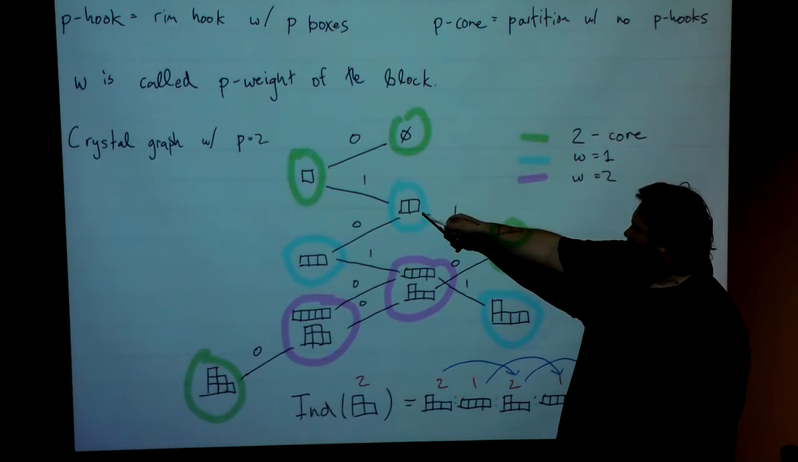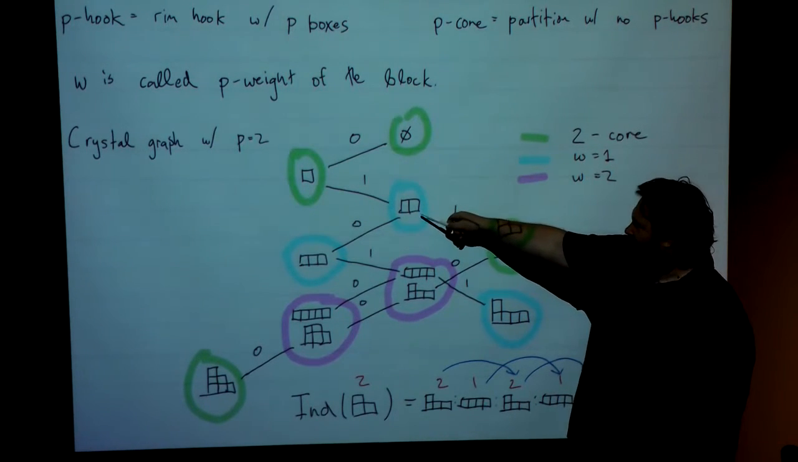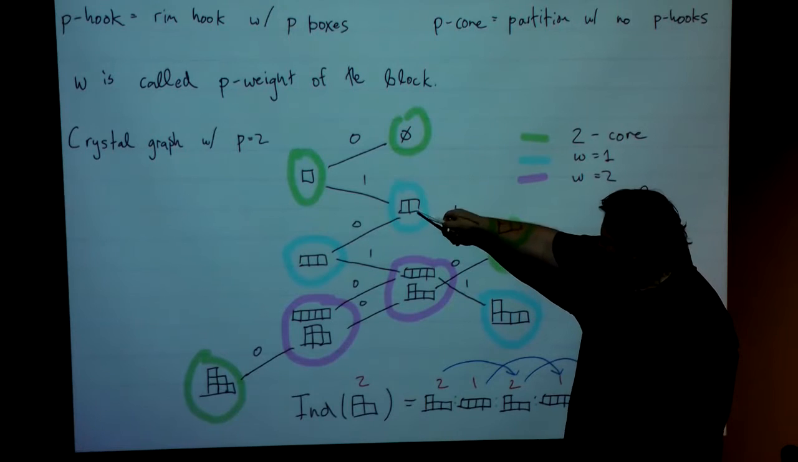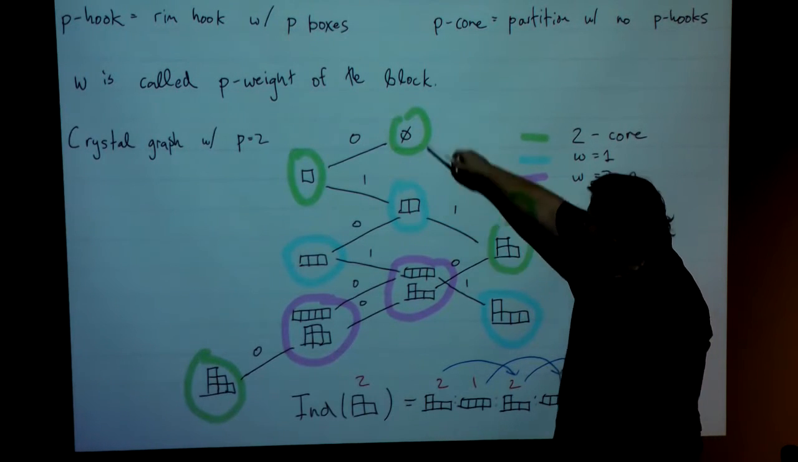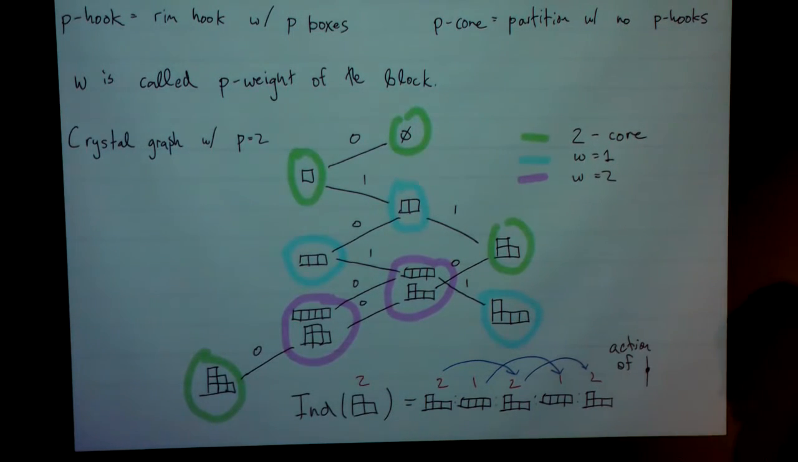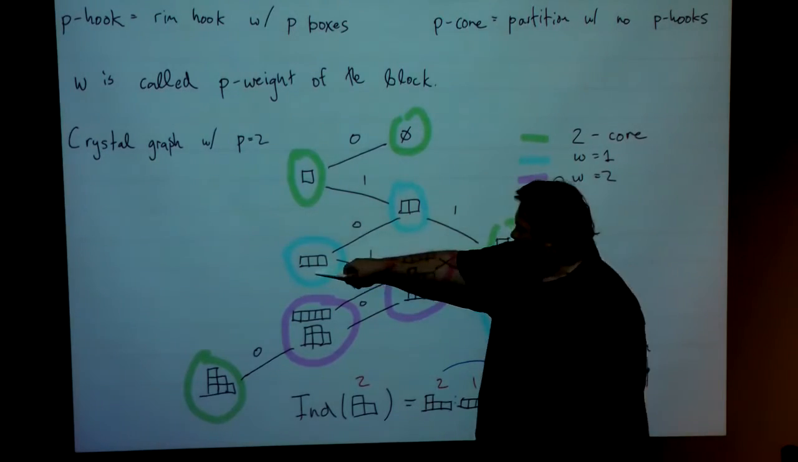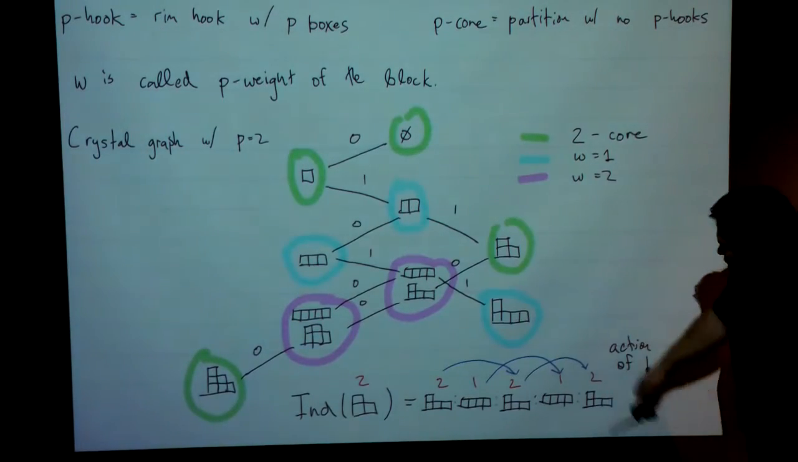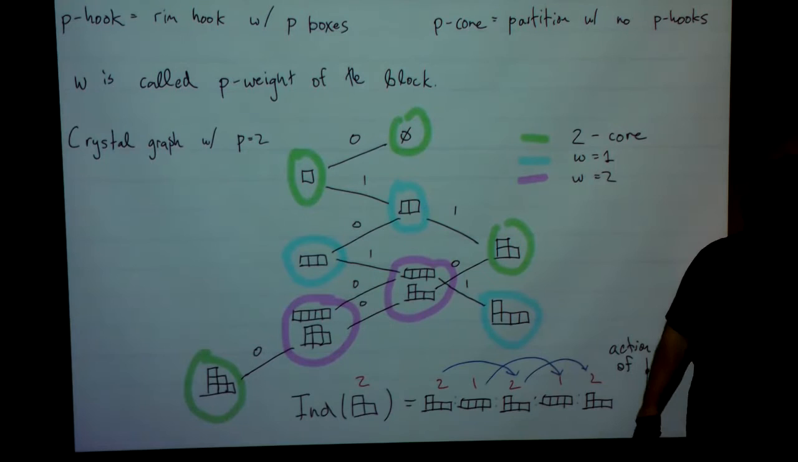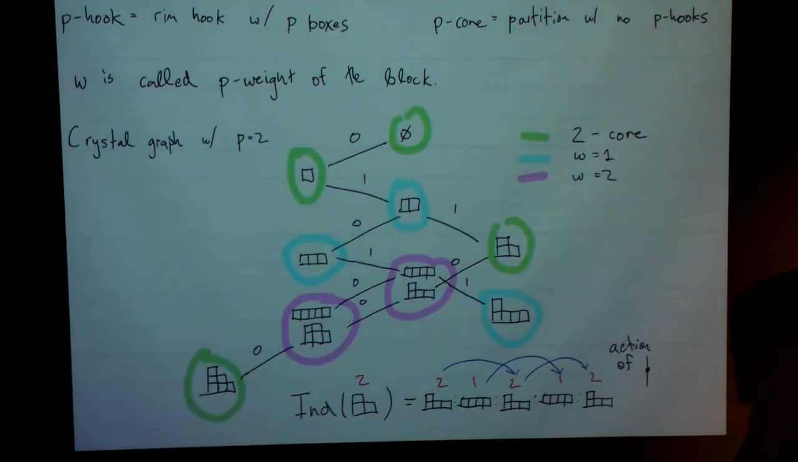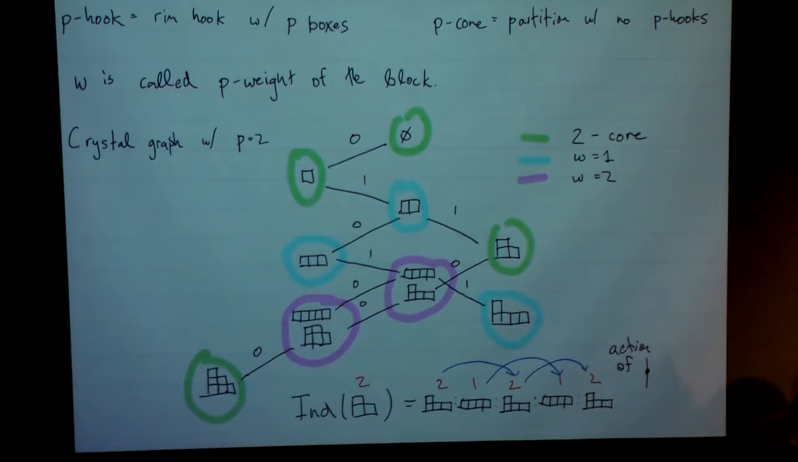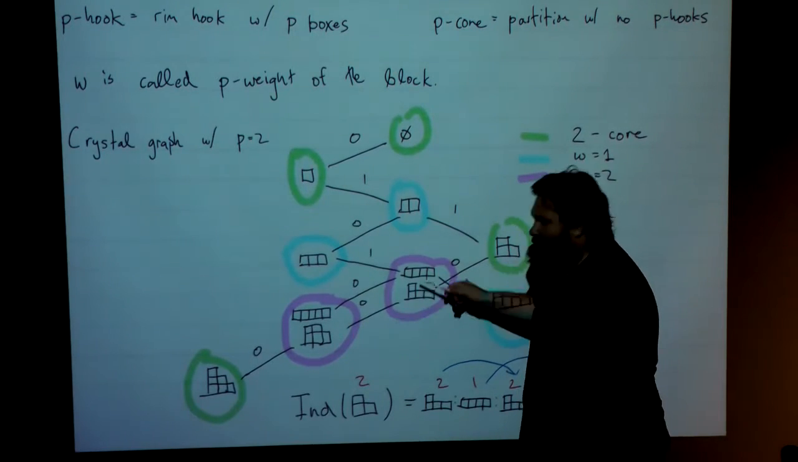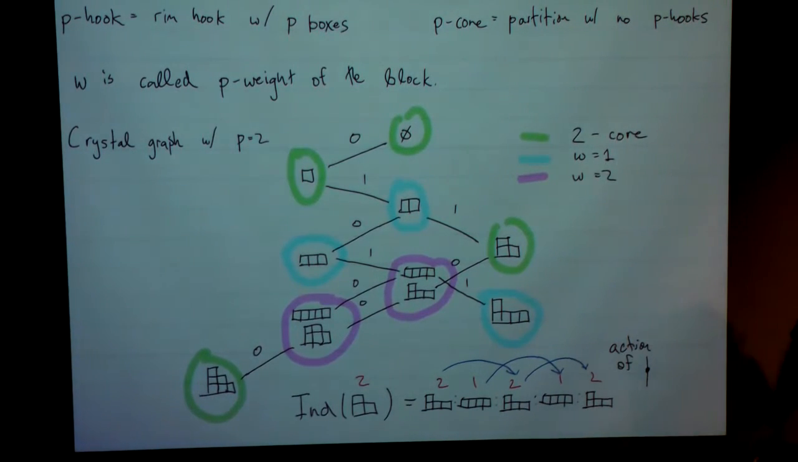This is an example of a p-regular partition, such that when I pull off a 2-hook, the whole thing is a 2-hook, so I get the empty set. Here, if I pull off a 2-hook, I get a single box. Here, if I pull off a 2-hook, I get this 3-box staircase. And then these purple guys are ones where I can pull off two 2-hooks.